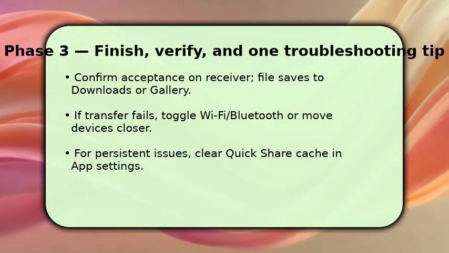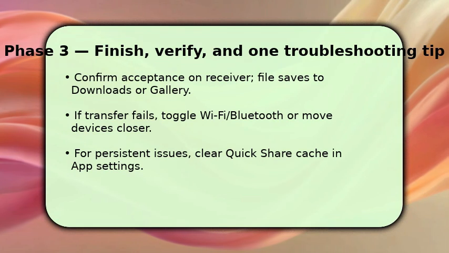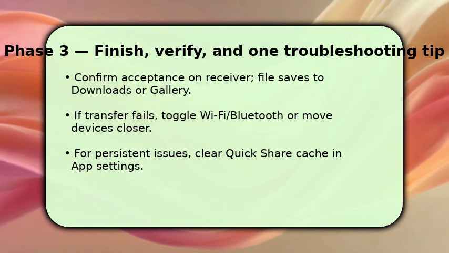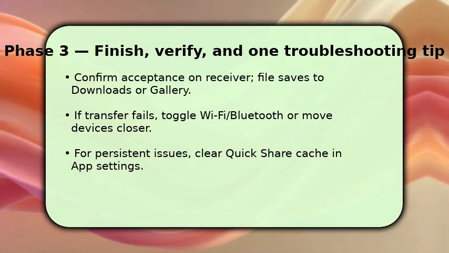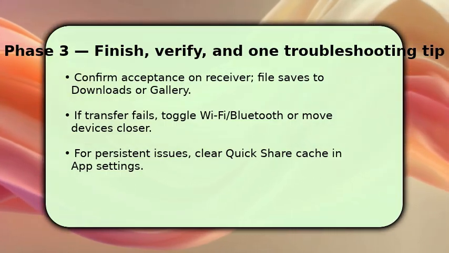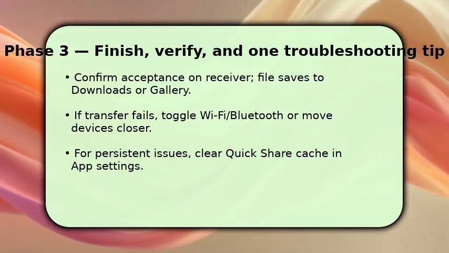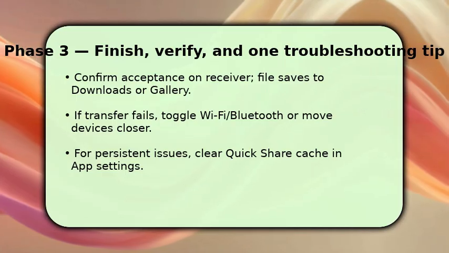Finish by having the recipient accept the incoming file. Once accepted, the file lands in Gallery for media or downloads for documents. If transfer stalls or fails, immediately move both devices closer and toggle Wi-Fi and Bluetooth. This resets the radio handshake.